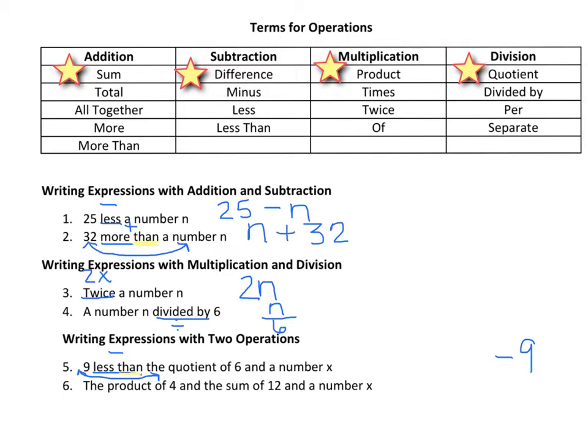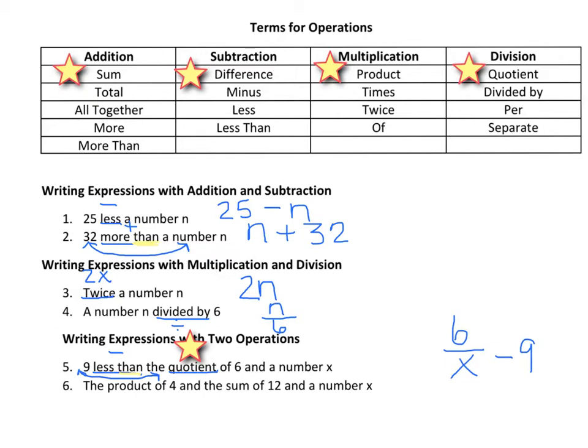The other operation that we see here is quotient. Now, quotient was one of our special terms up top. It is the answer to a division problem. So the quotient of 6 and a number x. So we are going to do 6 divided by x.